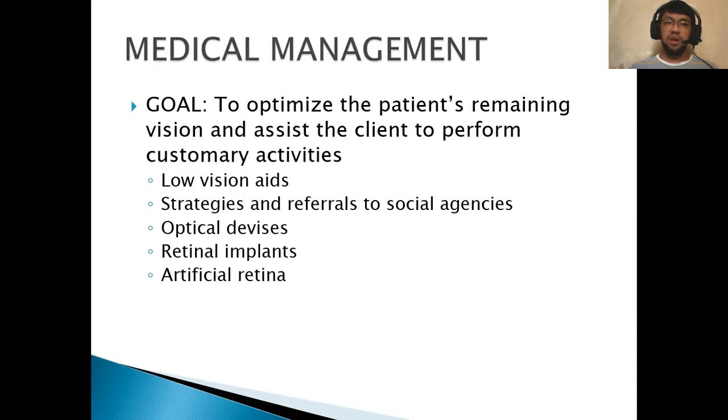Medical management, our goal is to optimize the patient's remaining vision and assist the client to perform customary activities or their activities of daily living. They need corrective glasses or lenses in order for them to perform these things. So they need low vision aids, strategies, and referrals to social agencies if needed. Optical devices like glasses, retinal implants, or artificial retina can be used by the patient.